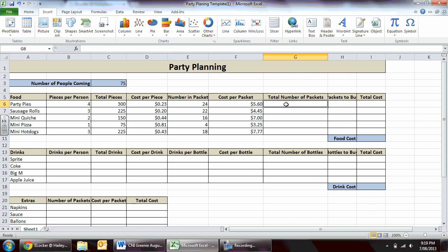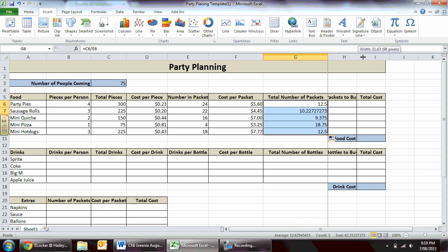Total number of packets. How many packets do I need? I know that I need 300 party pies, but there are 24 in a packet. So I need equals 300 divided by 24, or C6 divided by E6. So I need 12 and a half packets. Now this isn't money, so I don't need to format it as money. Again, move my mouse to the bottom right hand corner, click, and drag.